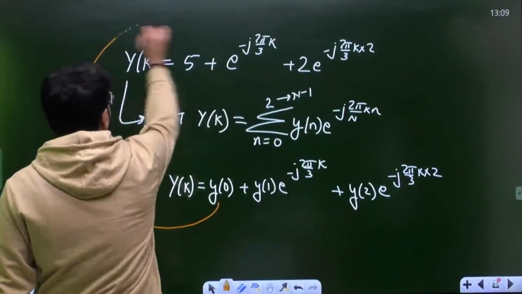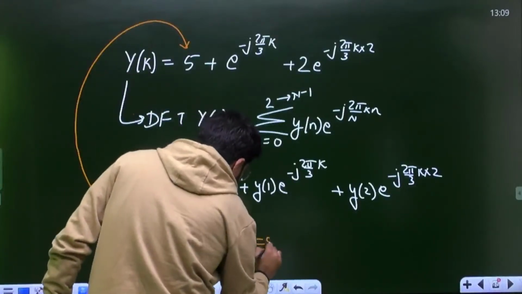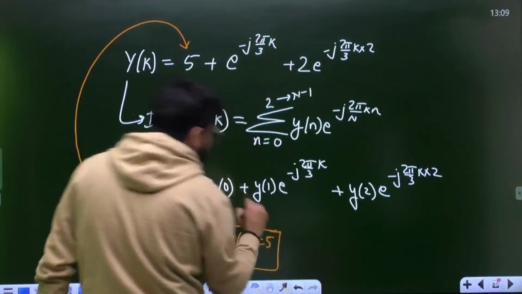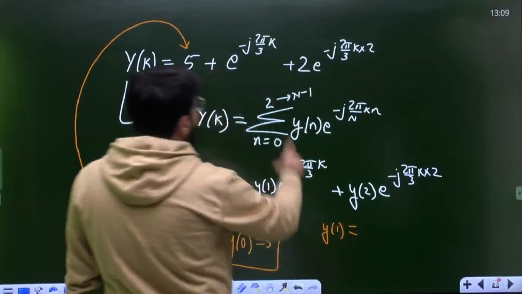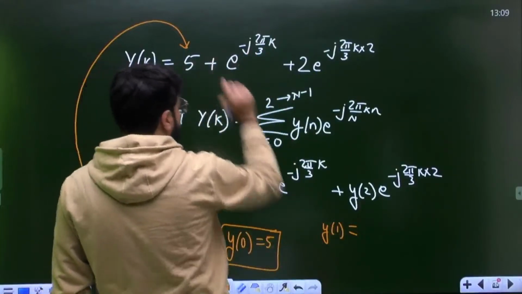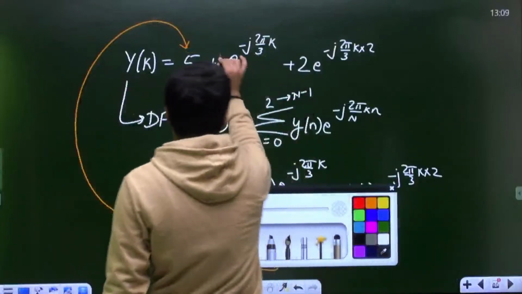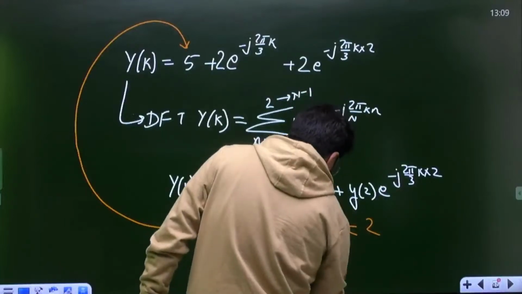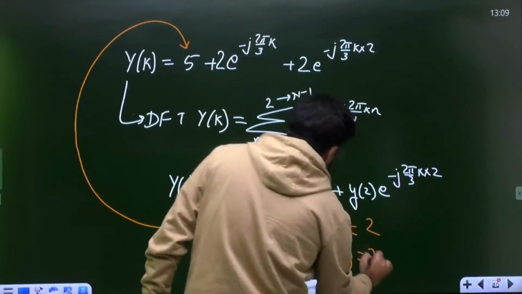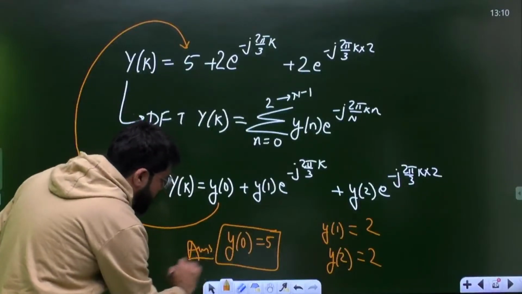This is y0. So the question is asking for small y0, and the answer is 5. In fact, if they ask what is y1, then y1 is e power minus j 2 pi by 3 multiplied by 1. This was 1 or 2, I think. This was 2, no problem. I'll write this 2. This was 2, and the next is also 2. So y1 is 2 and y2 is also 2. But the question was y0, so that's our answer.